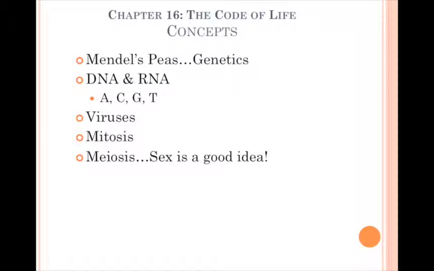Chapter 16, the code of life. In this chapter, the concepts of genetics were discussed. First of all, you were introduced to the idea of Mendel's peas. Through crossbreeding peas, Mendel discovered that there were dominant and recessive characteristics in living things. From this sprung forth the study of genetics.